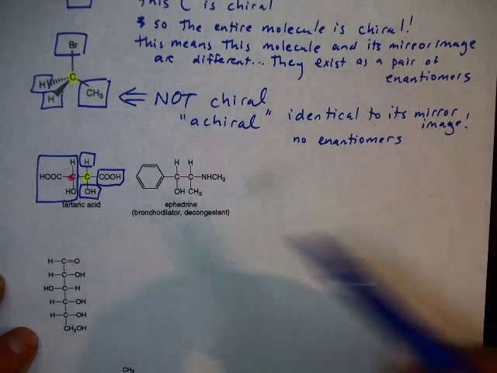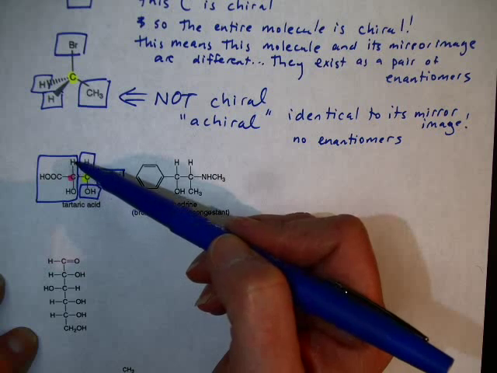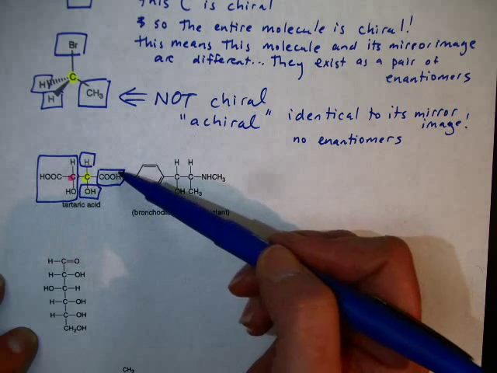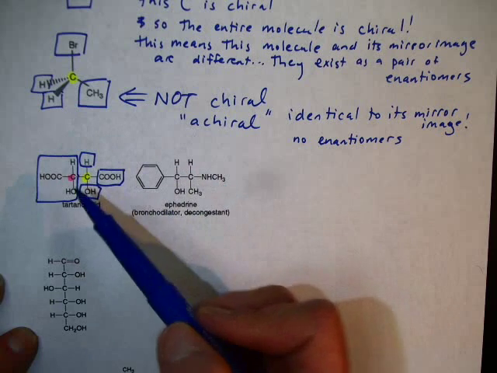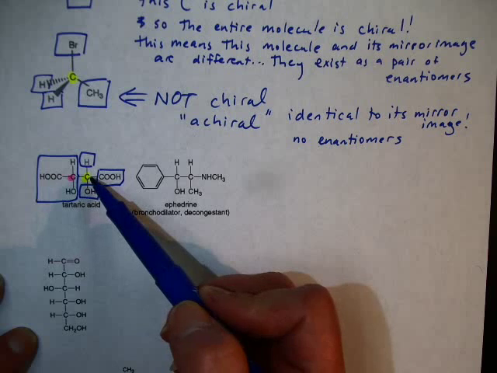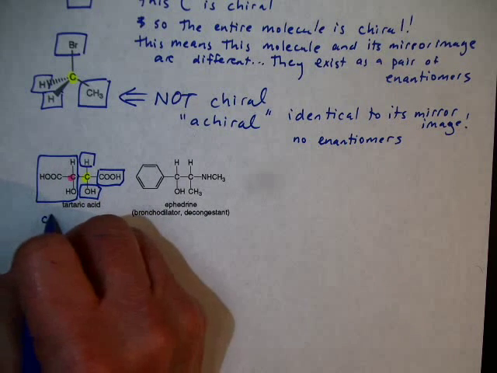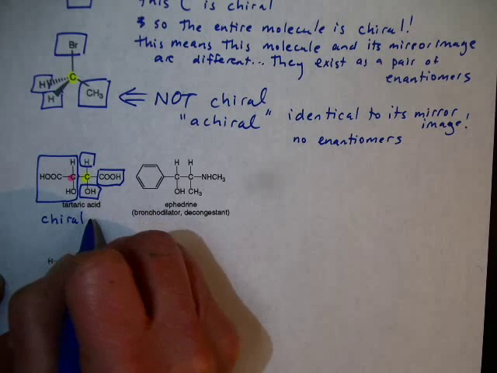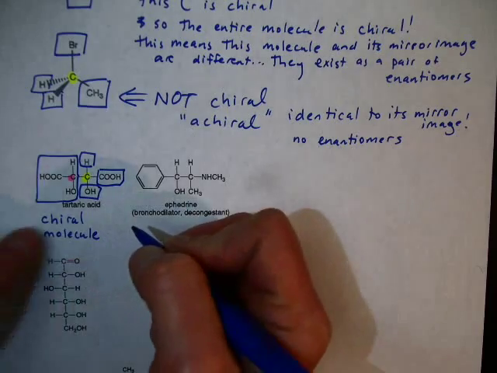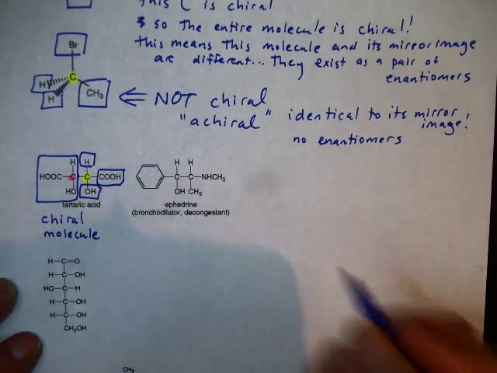If I were to draw a box around its 4 groups, I would get this H, this OH, this carboxylic acid, and all this stuff. So the 4 groups on the pink carbon are different, which means both the yellow and the pink carbon are both chiral. I only needed to find one to be sure that the entire molecule is chiral, but I want to show you that often there's more than one.